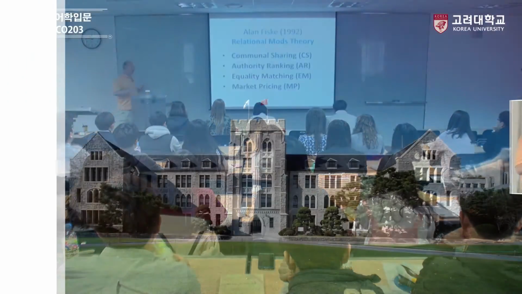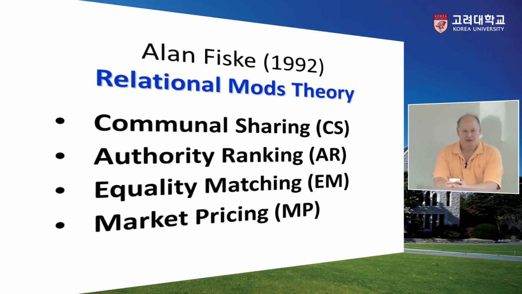In equality matching, there's probably a better word for this, which is reciprocation. Equality matching is return in kind. If somebody does something for you, you should do something for them. If they give you a gift, you should give them a gift back. If they compliment you, you should give them a compliment back. If they tell you something about themselves, you should disclose something back about yourself to them. Return in kind. If they insult you, you insult them back.